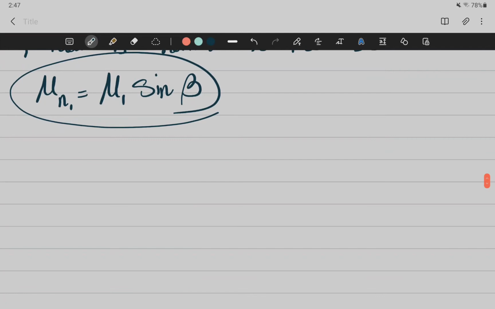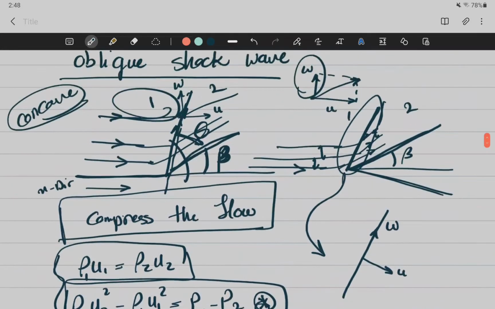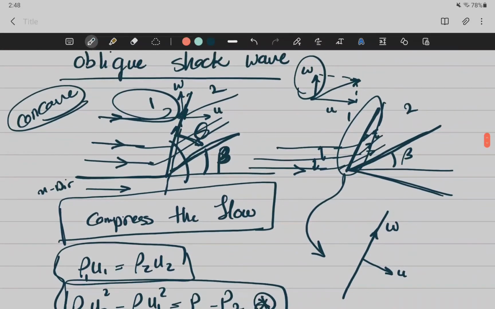So beta is the angle between the airfoil and the chord line, and then beta is the angle from the chord line to the shock wave? Not the airfoil to the shock wave? Yes. This is the deflection angle. This is called the deflection angle: how much your stream is going to be deflected.